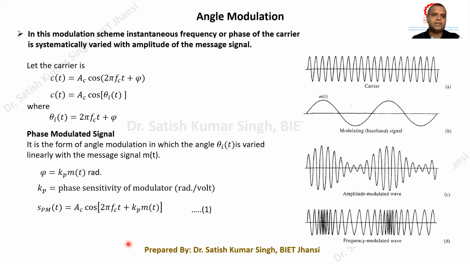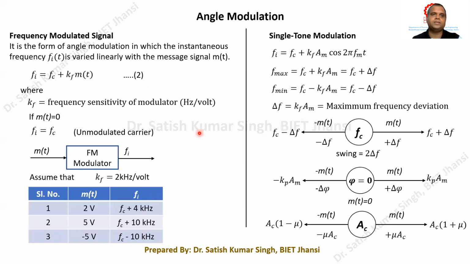Okay, so as we have defined the phase modulated signal, either its instantaneous angle of the carrier is made linearly proportional to the message signal, or its phase part is made linearly proportional to the message signal. Similarly, in frequency modulation, we have to make the instantaneous frequency of the carrier linearly varying with the message signal. It has to vary linearly with the message signal.